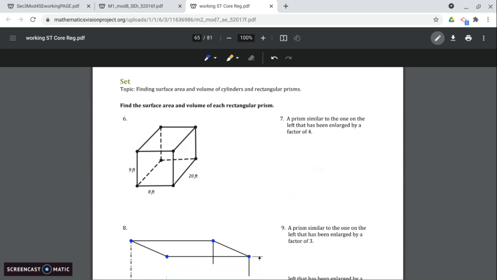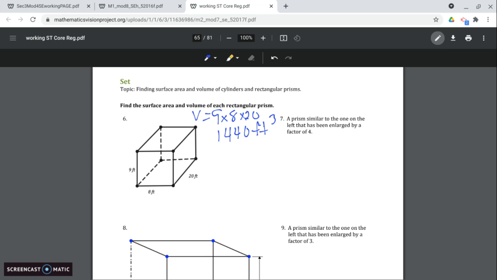All right, so the next part of what we're looking at is all about volume and surface area. So finding the volume of a prism, we are multiplying all three dimensions. So volume equals 9 times 8 times 20. When we multiply all of that together, we get 1,440 feet cubed.